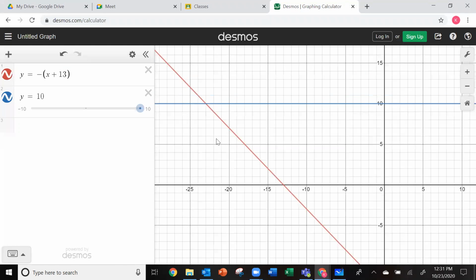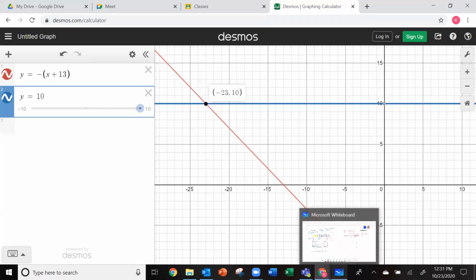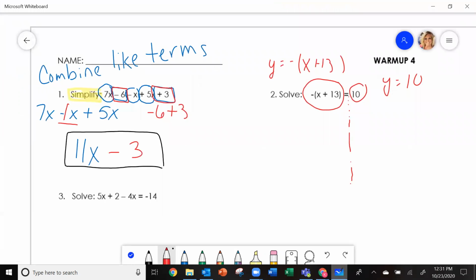Let me zoom out here. Oh, there we go. Zoom out until I find it. I'm going to click here where the 2 lines intersect. Negative 23, 10. Remember, it is the x number you are looking for. So x equals negative 23. So my answer is going to be x equals negative 23.